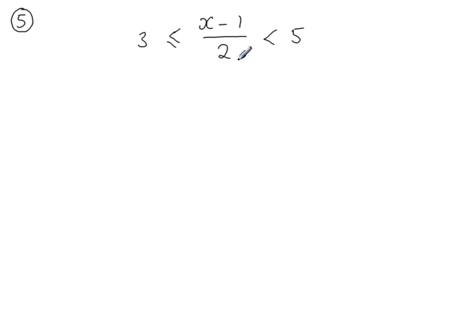In this inequality, I'm going to multiply by 2 first to get rid of the fraction, so multiply all 3 of these by 2, so that becomes 6 when multiplied by 2. In the centre we've just got x minus 1, and 5 times 2 gives you 10. Then add 1 to get rid of the minus 1. You need to do that here, here, and here. So x is greater than or equal to 7 and x is less than 11.